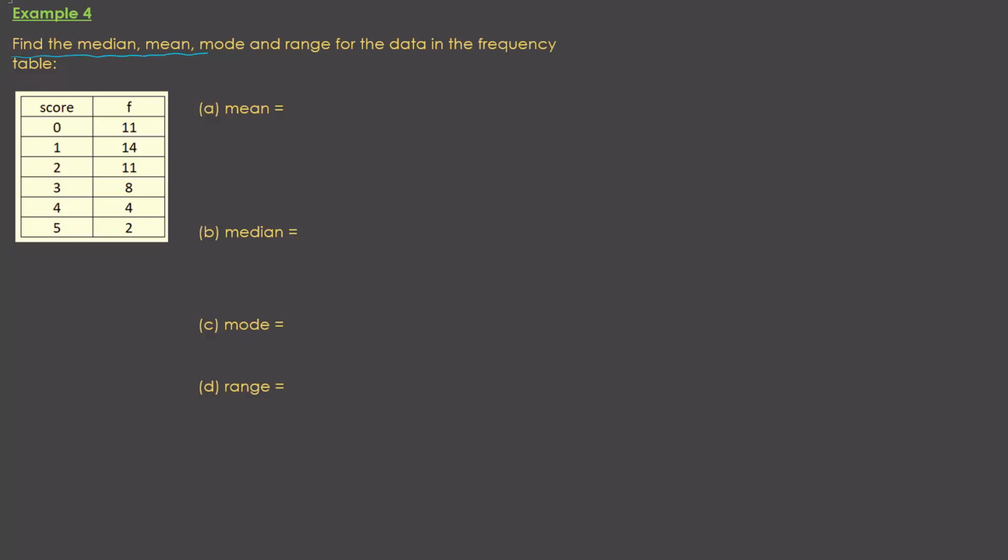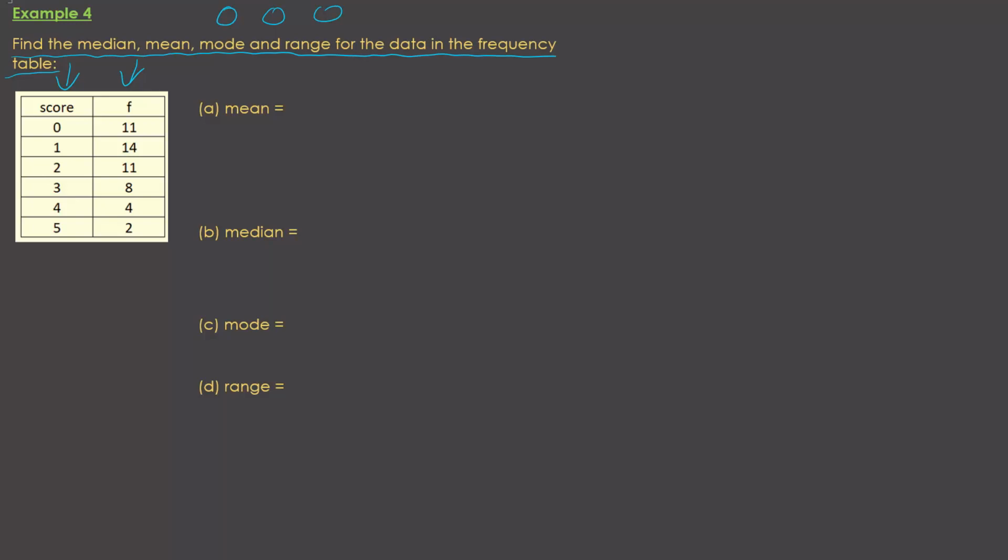Find the median, mean, mode, and range for the data in the frequency table. Just like the previous example, the scores are the actual data values. The frequencies just tell us how many we have. So there are 11 scores of 0 and 14 scores of 1, and we could write them out, 11 zeros and 14 ones, and so on, if we wanted to. It's already an ordered list.